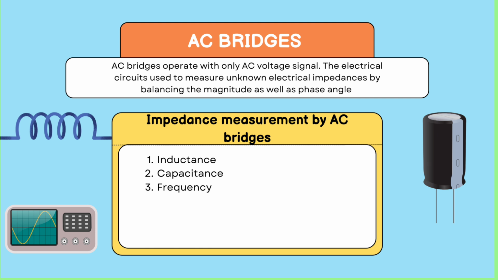Applications of AC bridges. AC bridges have numerous applications in various fields, including electronics, measuring components like resistors, capacitors, and inductors; telecommunications, testing cables and other communication equipment; and power systems, analyzing power quality and fault detection. AC bridges are powerful tools for measuring impedance and other electrical quantities. Their versatility and accuracy make them indispensable in many industries.